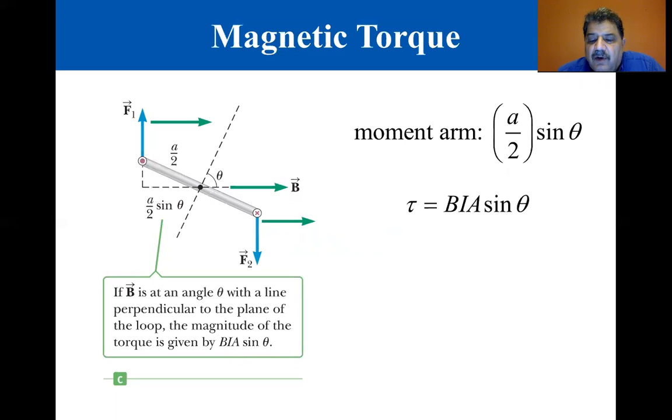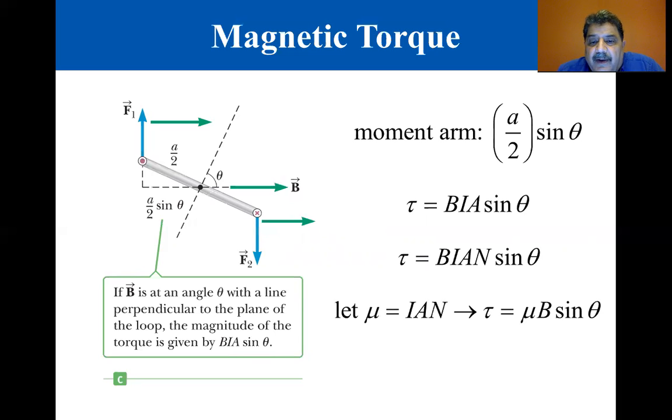Also, the torque on a coil with N turns is given here. So it's just tau is equal to BIAN sine theta, where N is the number of turns. Let's define the quantity IAN as mu. Mu equals IAN, therefore the torque equals mu B sine theta. We can rewrite our torque equation.